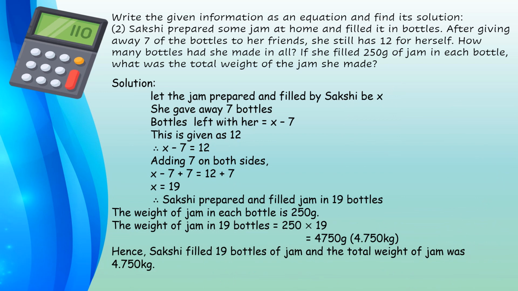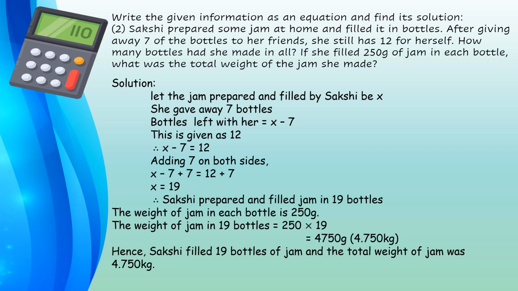Now the second one. Sakshi prepared some jam at home and filled it in bottles. Do we know how many she filled? That will be X, since we don't know. After giving away 7 bottles, she has 12 bottles with her. So X minus 7 equals 12. Can we subtract 7 from X? No. So we will add 7 on both sides. So X minus 7 plus 7 equals 12 plus 7. So what is the value of X? 19.